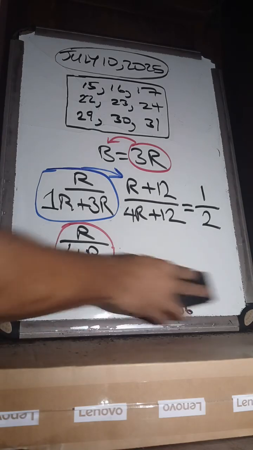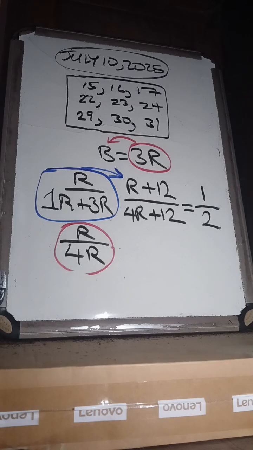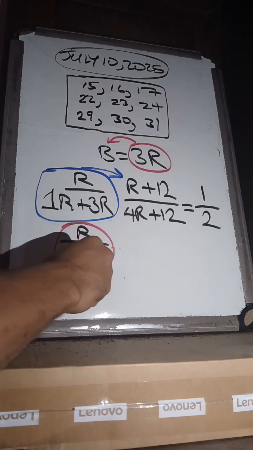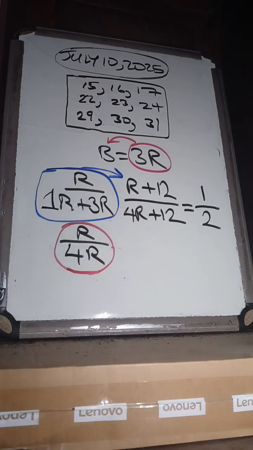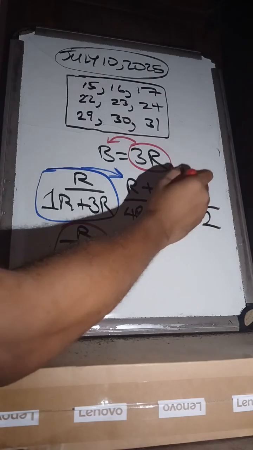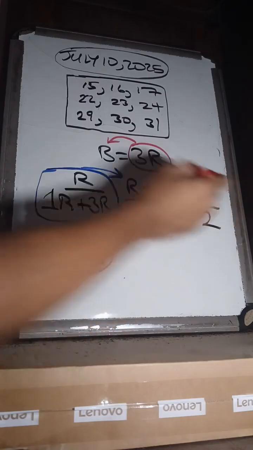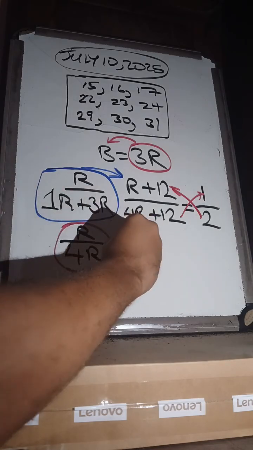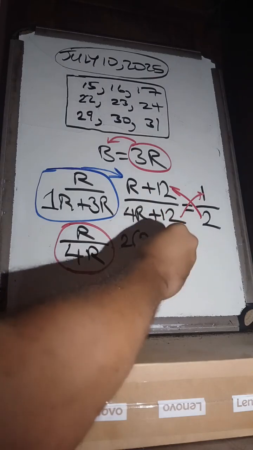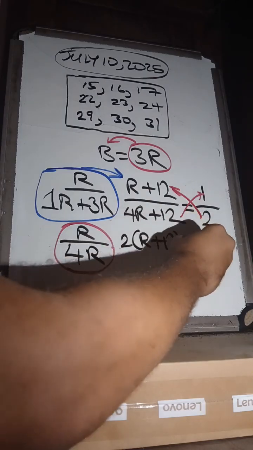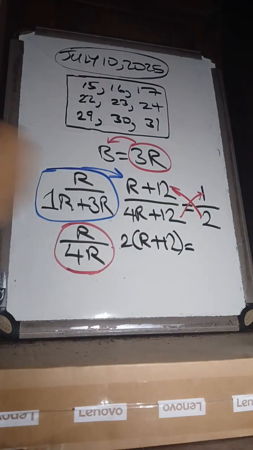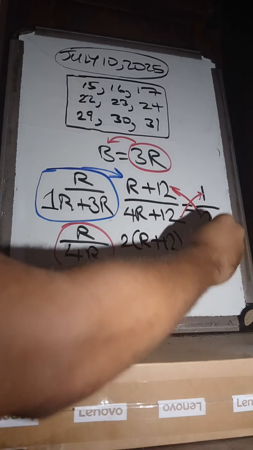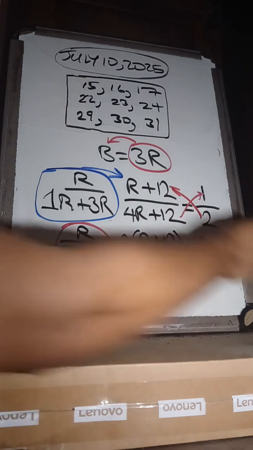But now let's actually try the algebra part of it. Let's see if we still end up with the answer that we're looking for. So we'll cross multiply. So we'll have 2 times the r, 2 times the r plus 12 and 4r plus 12.